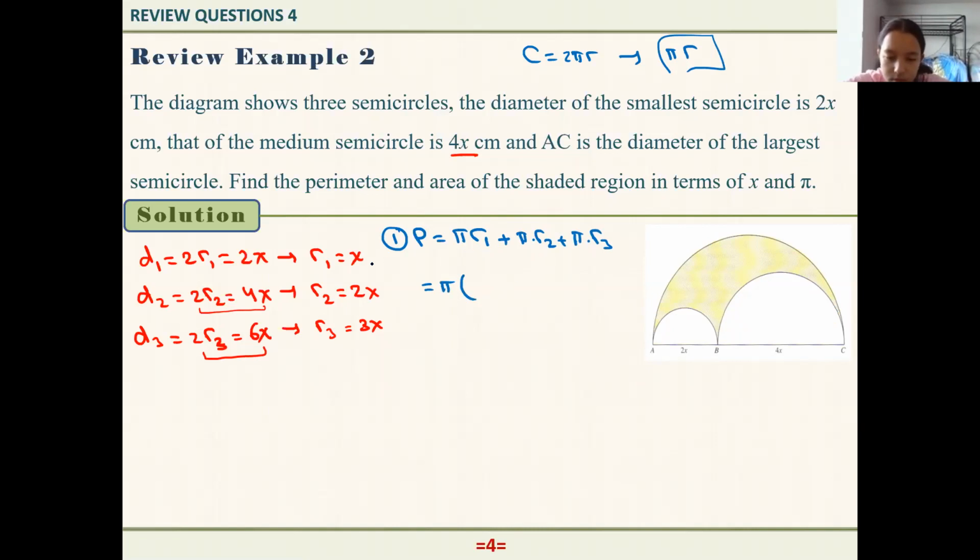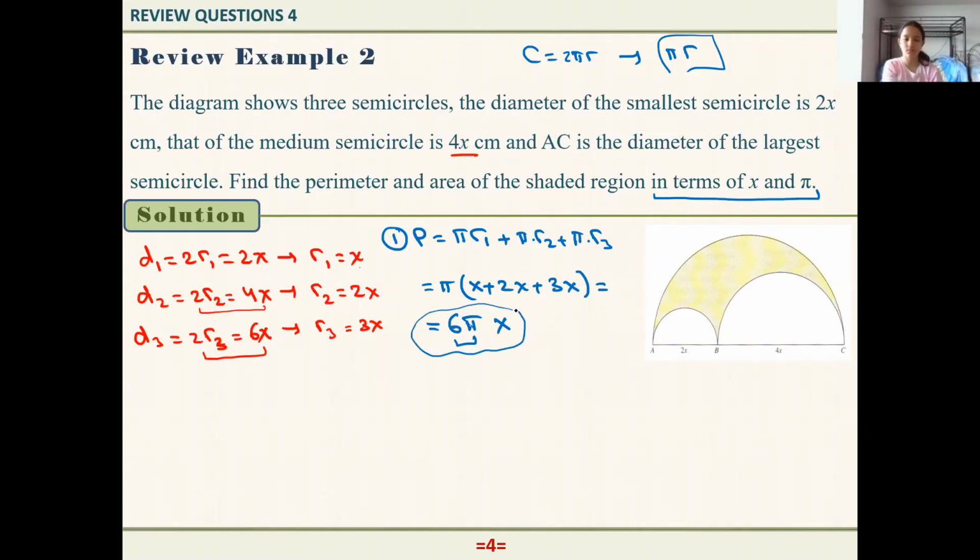What is r1? r1 is x, right? So it is x. Plus, what is r2? r2 is 2x. And r3, that's equal to 3x. x plus 2x is 3x, 3x plus 3x is 6x, and here we have 6 pi x. Shahina, we need to write the 6 pi in front because that's the constant number. This x is unknown. In the question, it's saying to leave your answer in terms of x and pi, right? So that is the perimeter of the shaded region.